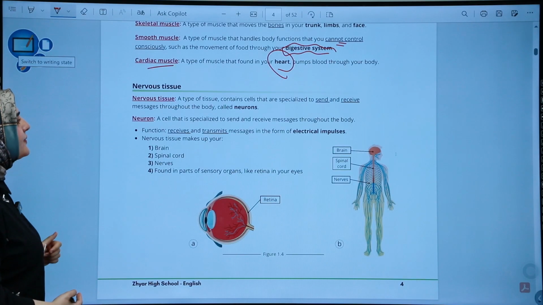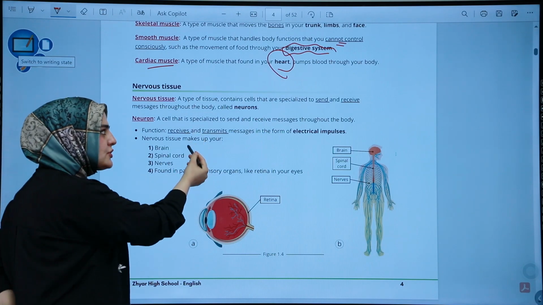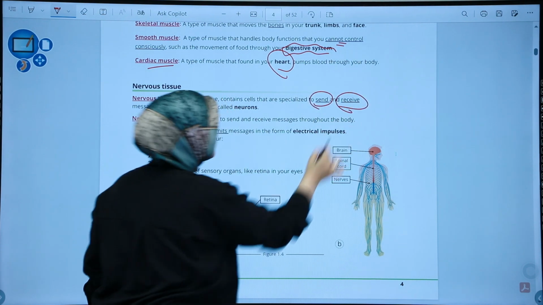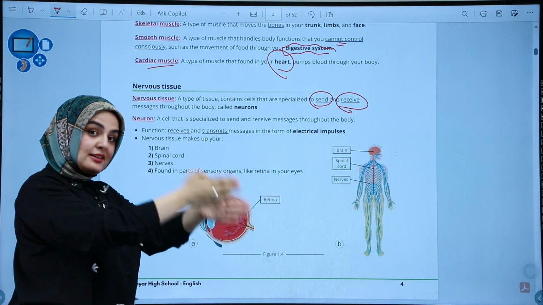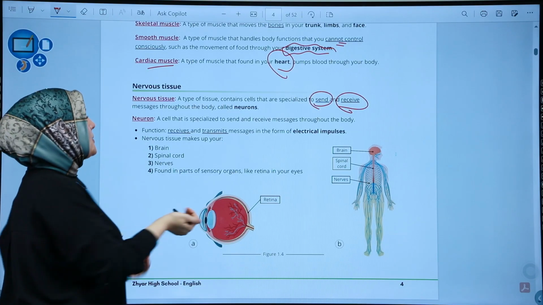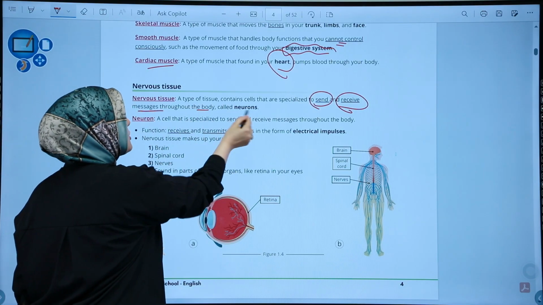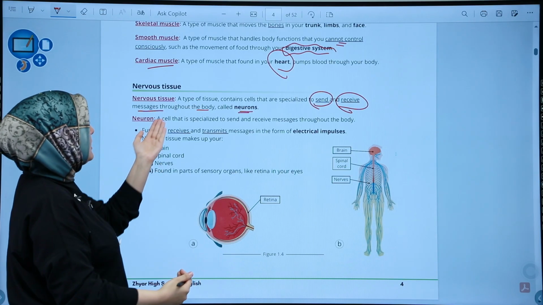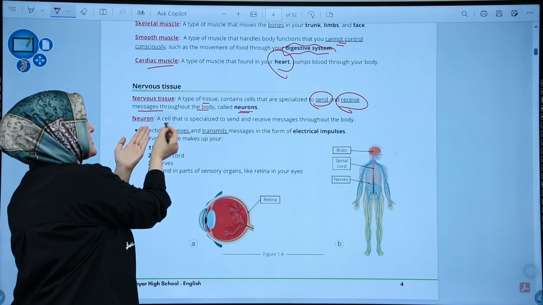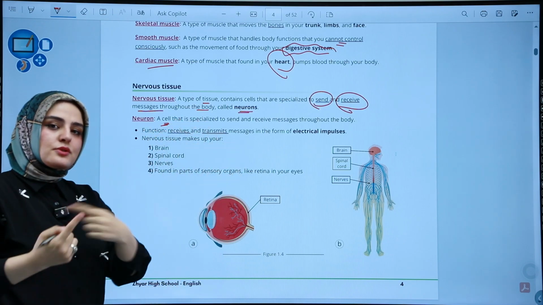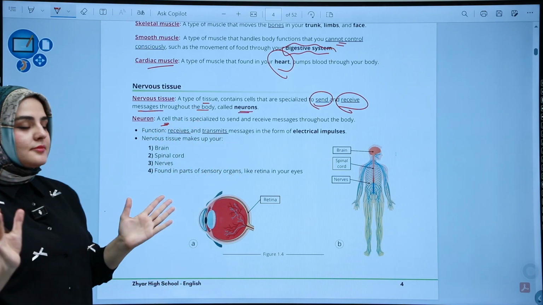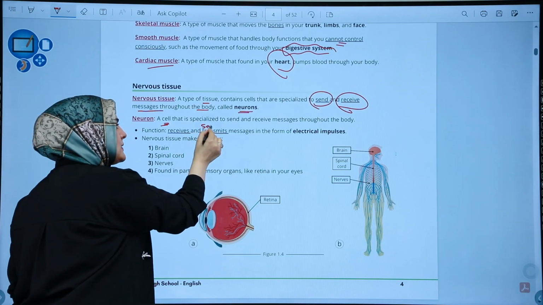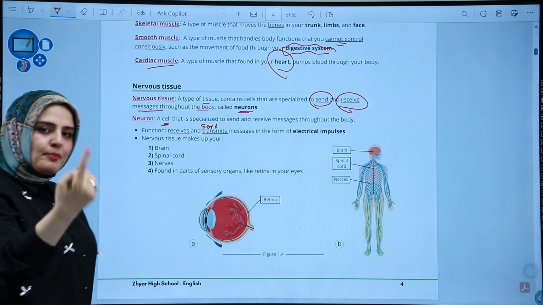Hence the definition. It says, type of tissue that contains cells that send and receive. Don't forget, they send it and they receive it. Okay? Message throughout the body we call neuron. Then I've played with the word and I brought neuron in the beginning. We're no longer saying it's a tissue. We're going to say it's a cell that is specialized to send and receive messages. Very nice. Now, transmit is a more scientific way of saying sending or bringing it back and forth, both of them.